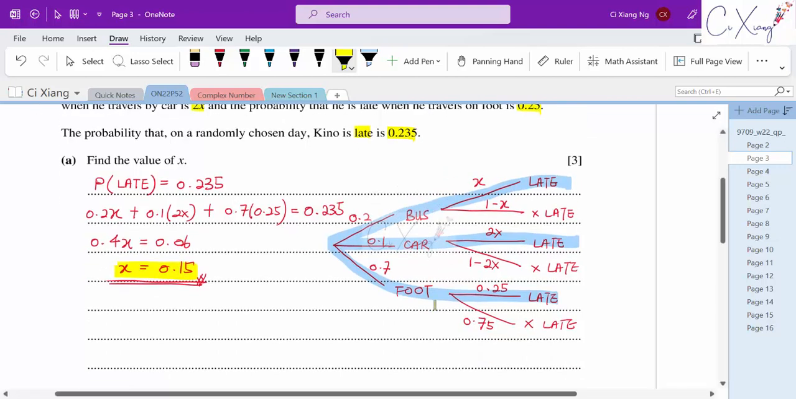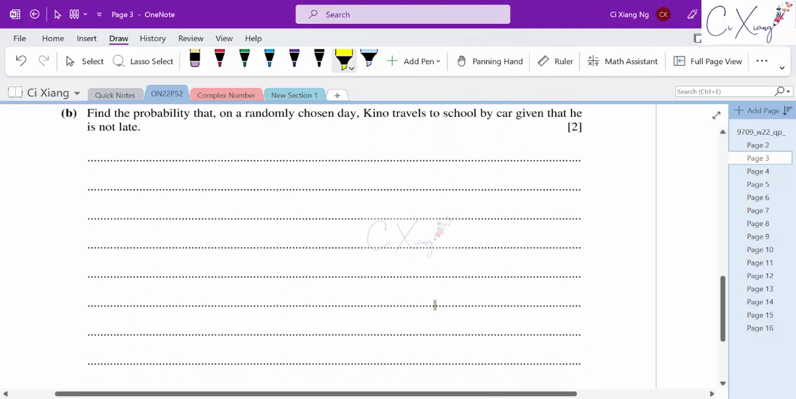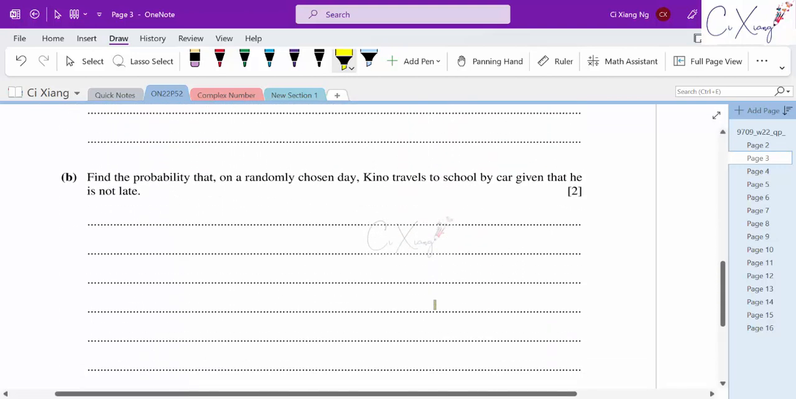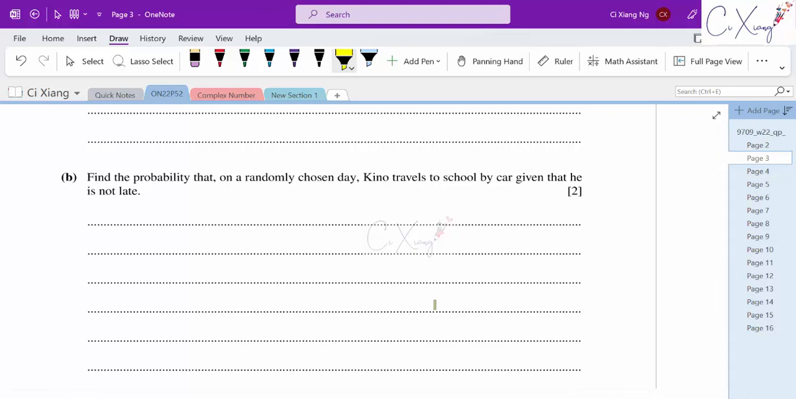Now let's continue to part B. For part B, they want us to find the probability that on a randomly chosen day, he traveled to school by car, given that he is not late. Highlight the words given that. This keyword tells us it is a conditional probability.